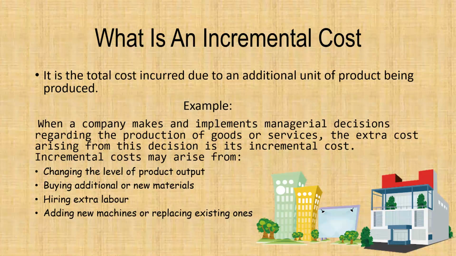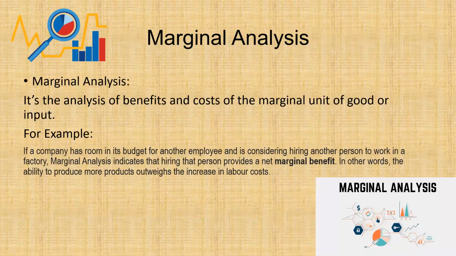And now that we know what an incremental cost is, let's see what marginal analysis is. It's the analysis of benefits and costs of the marginal unit of a good or an input. Say, for example, a company wants to hire an employee to work in a factory. Marginal analysis indicates that hiring that particular employee provides a marginal benefit, or you can also call it a net marginal benefit, right? So in simple terms, the ability to produce more product outweighs the increase in labor costs. Companies usually use marginal analysis as a decision-making tool to help them maximize the potential profits. So remember the term: a decision-making tool to help them maximize the potential profits.